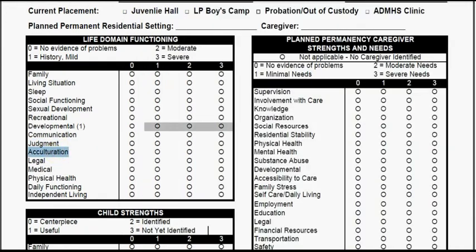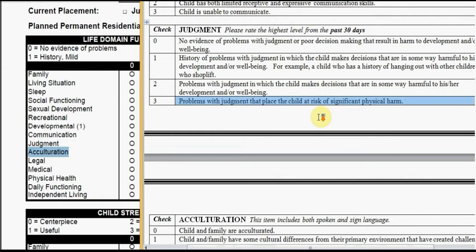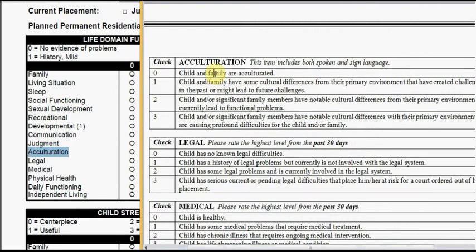Next item is acculturation. In acculturation, in 0, the child and family are acculturated, no issues. In 1, the child and family have some cultural differences from their primary environment that have created challenges in the past or might lead to future challenges. I believe that there's an "or" missing here. It's the child and or family have some cultural differences from their primary environment that have created challenges in the past or might lead to future challenges.